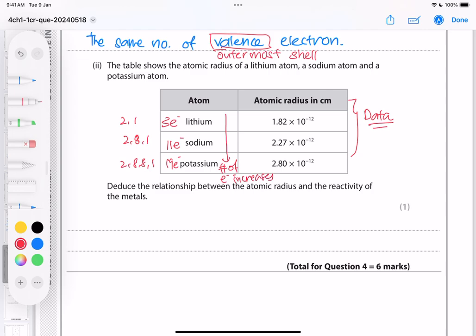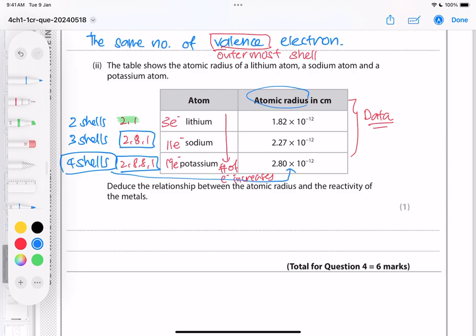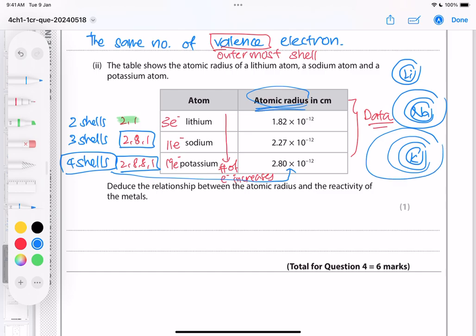What else increases? You will see that for lithium there are only 2 shells, right? And for sodium, there are 3 shells, and for potassium there are up to 4 electron shells. And with that number of shells, what is also increasing is the size, the atomic radius. Visually it looks like this, and then sodium we have 3 shells, so you get bigger, and potassium. So atomic radius technically refers to the size of the atom.